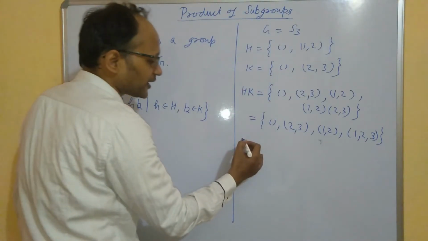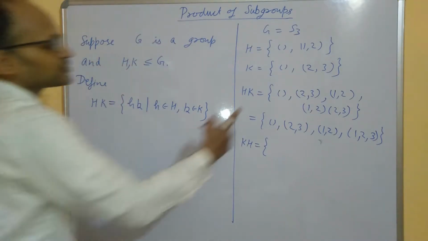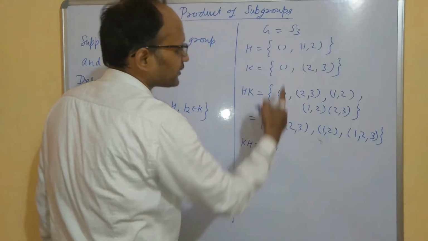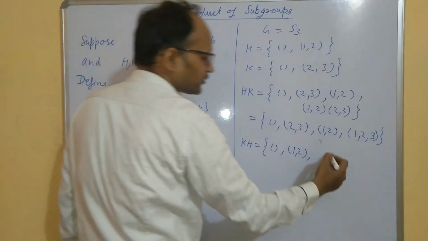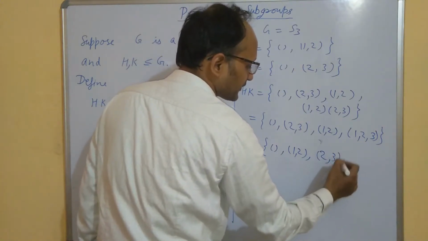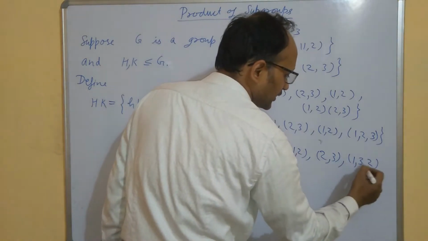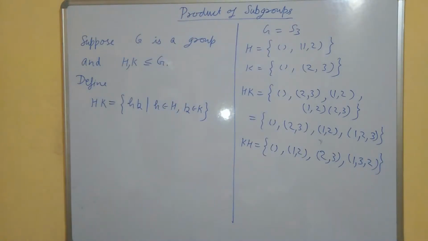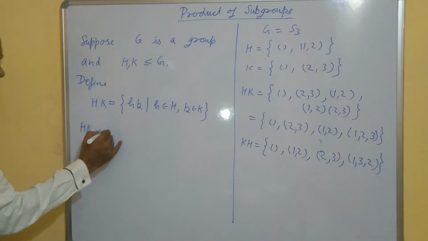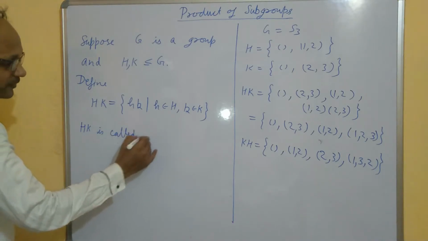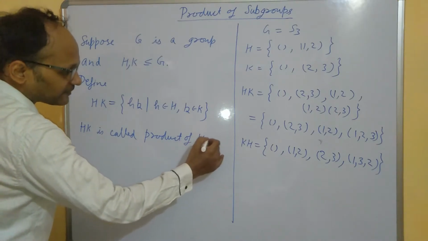Similarly, if you take KH, the first elements will be from K. So identity into identity is identity, identity into (1 2) is (1 2), (2 3) into identity is (2 3), and (2 3) into (1 2) is (1 3 2). So you may take the product and this will be a set. This HK is called the product of H and K.